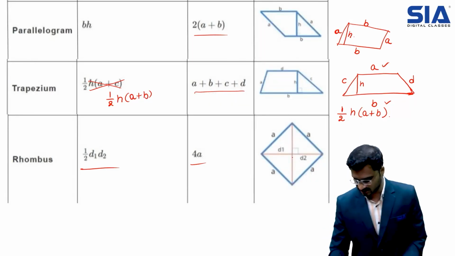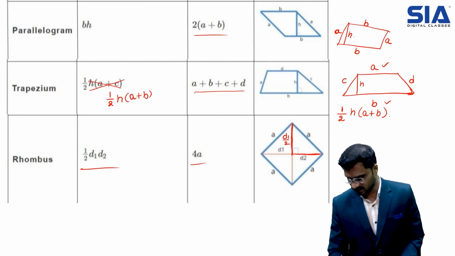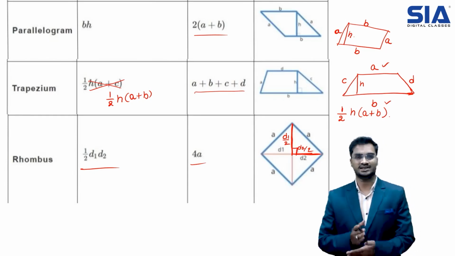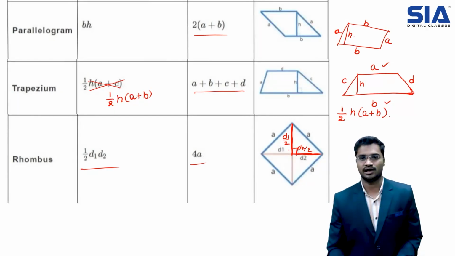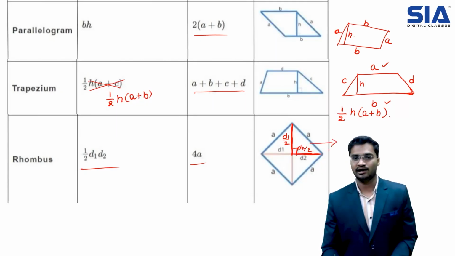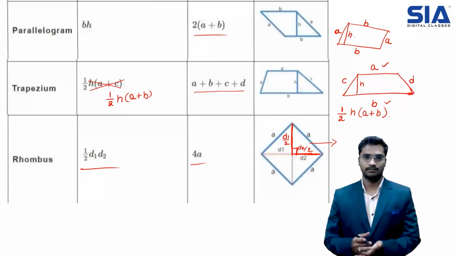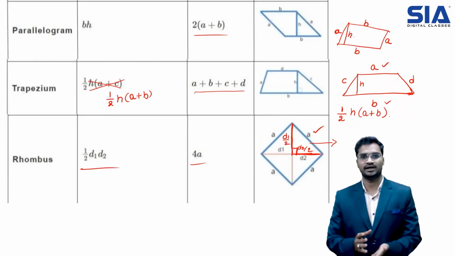Suppose this total length is D1. Then this length is D1 by 2, and this particular length is D2 by 2. In a rhombus, both of the diagonals bisect each other, so a 90-degree angle will be formed. After seeing this triangle, I can say that this is a right angle triangle, and using this right angle triangle, I can apply the Pythagoras theorem and find the value of A.